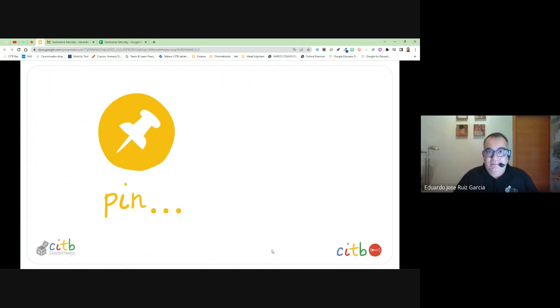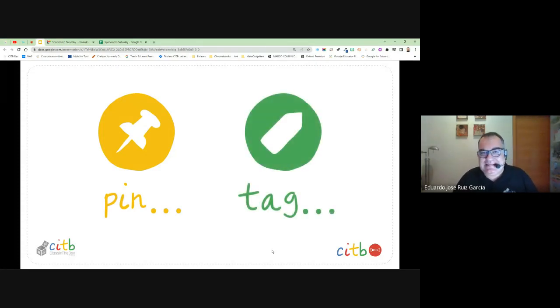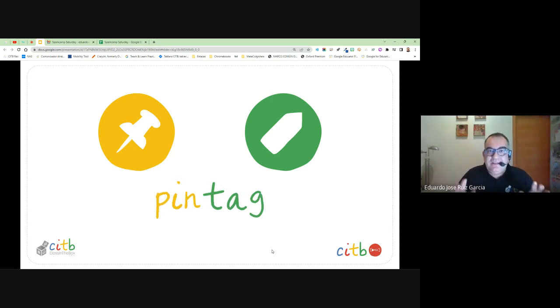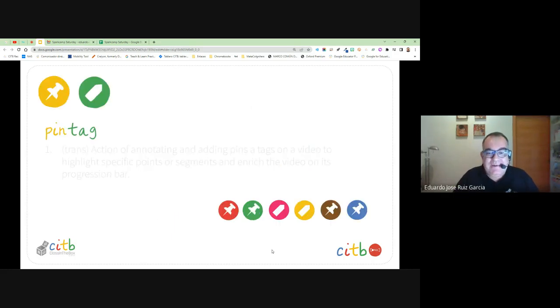Right, so as you know, because you are English speakers, a pin is this, what you put on a piece of paper, for example, or on a notice board. And a tag is a tag. You understand. When I deliver this workshop to Spanish people, I need to explain what a tag is. So from these two words, we have got the word pin tag, which is a new word which we have invented.